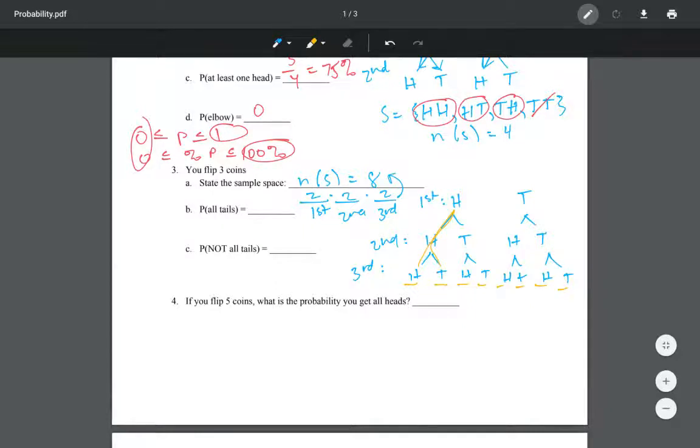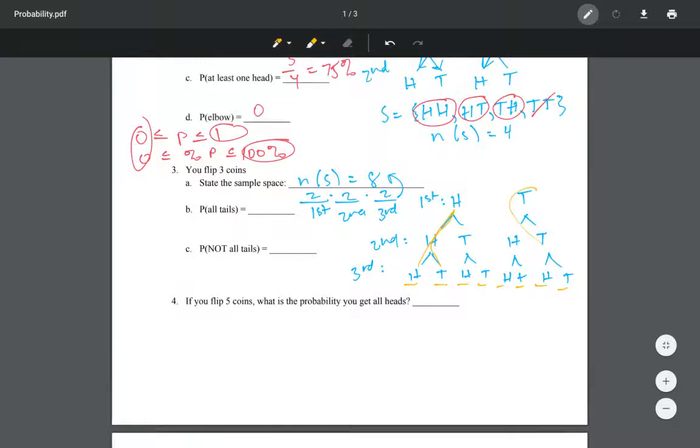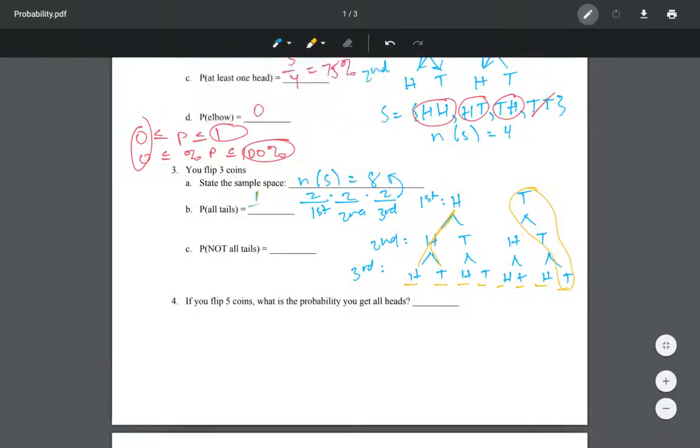We want to know what the probability is of getting all tails. Okay, so that one's not too bad. That guy is over here. There is one of these. So one of these outcomes out of my 8. 1 out of 8. I could put that into a calculator to come up with the decimal or the percentage form.